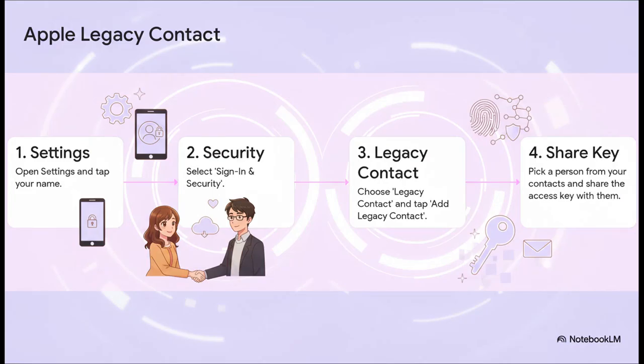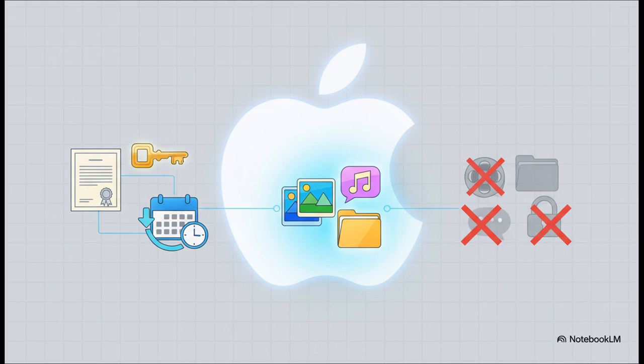For all you iPhone and iPad users out there, setting this up is incredibly simple. It's built right into your settings. You just go to Sign In Security, tap on Legacy Contact, and then you pick someone from your contacts. Apple then creates this special access key for you to share with that person. Easy. So here are the key things to remember.